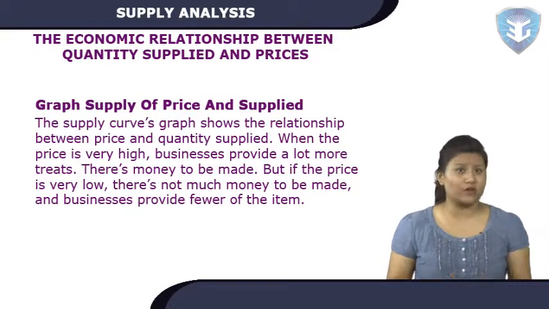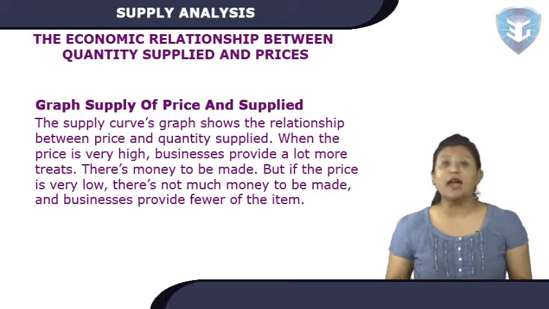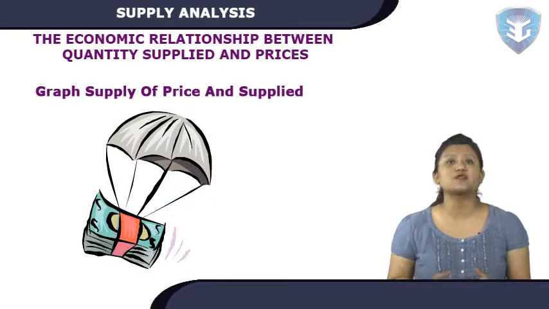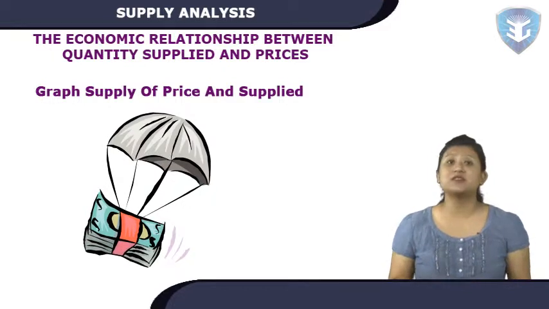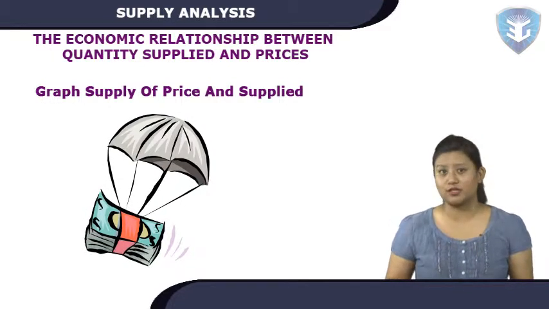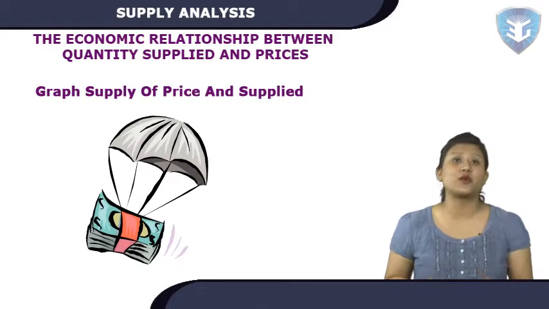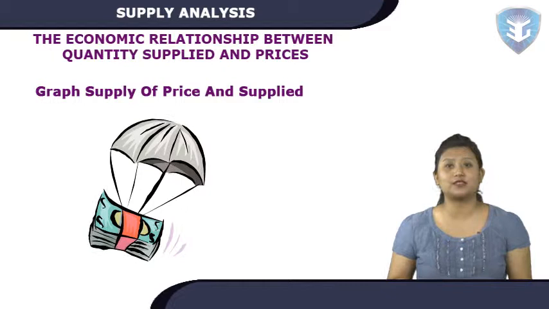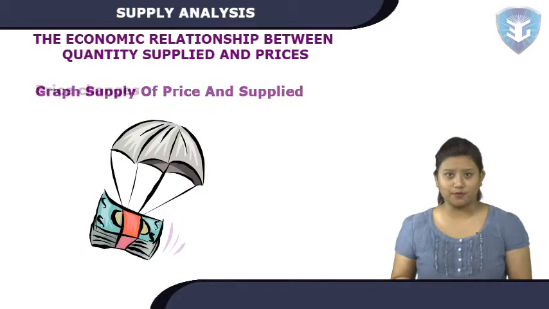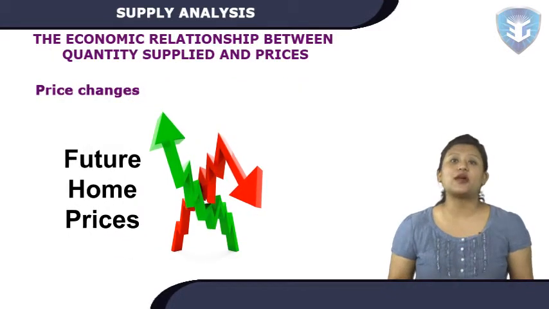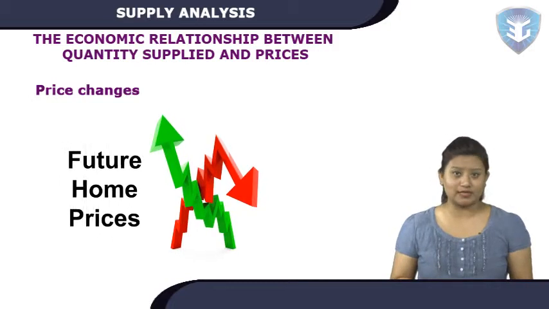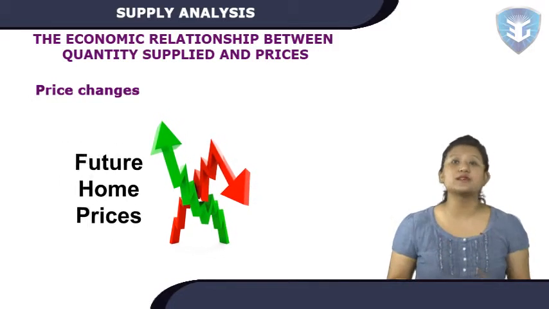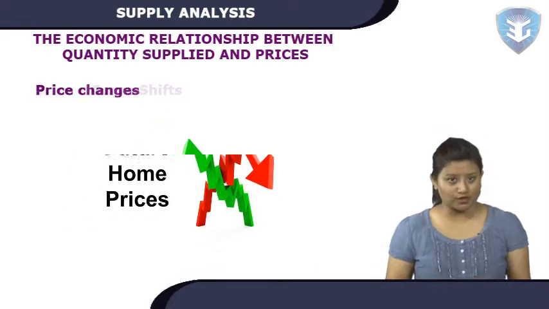But if the price is very low, there's not much money to be made and businesses provide fewer of the item. For example, if the price of dog treats is $5, businesses provide 650 boxes of treats a week. On the other hand, if the price of the treat decreases to $1 a box, the quantity of treats provided decreases to 50 boxes a week. Price changes. Price and quantity supplied are directly related. As price goes down, the quantity supplied decreases. As the price goes up, quantity supplied increases.